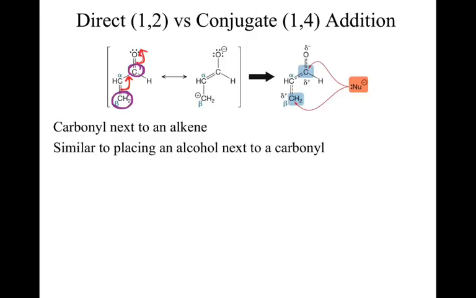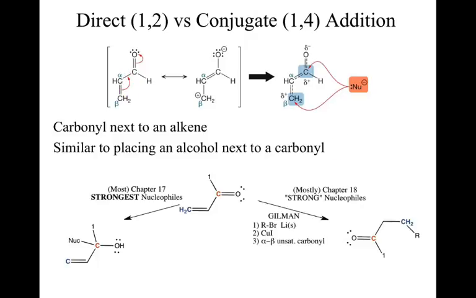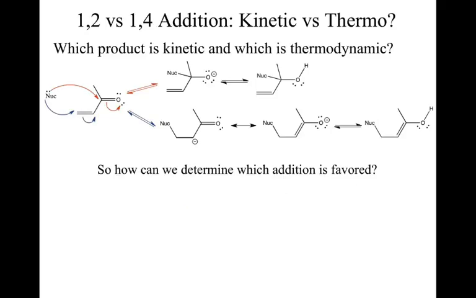The same kind of concept happens when we think about placing an alcohol next to a carbonyl. Put an alcohol next to a carbonyl, we get a carboxylic acid, and the acidity drastically changes. That's where we're getting this differentiation. If we use stupidly strong nucleophiles, we get the direct addition, our 1,2. If we use quote-unquote strong nucleophiles, that's when we start to see the 1,4 come in and interact. So we have to be a little more careful about our analyses.